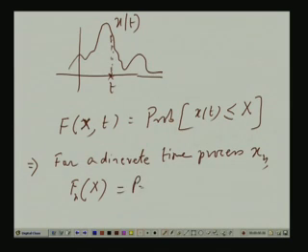There is nothing but the probability of that particular sample x[n] being less than or equal to capital X, just analogous to the continuous case. So, if you have got a probability distribution function, obviously you can have the probability density function also. So, again I am back to the continuous time random process.